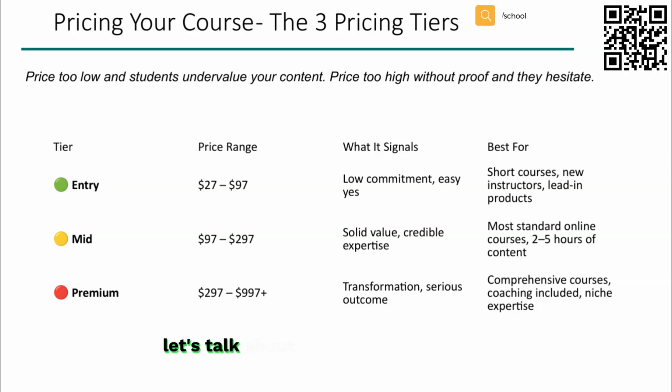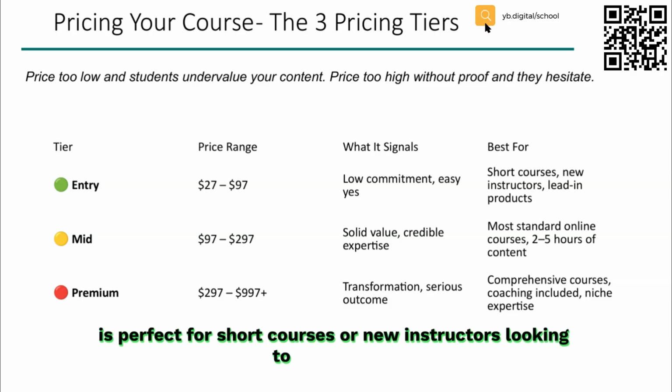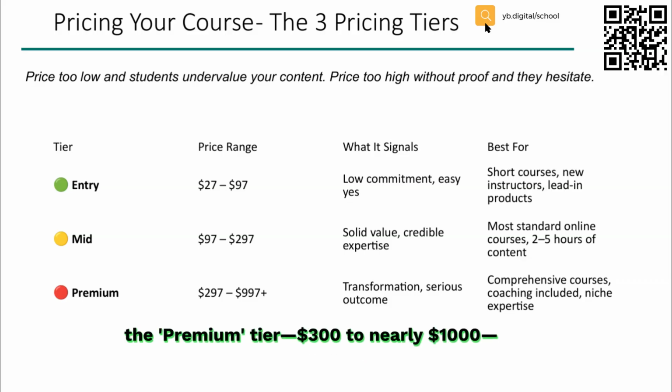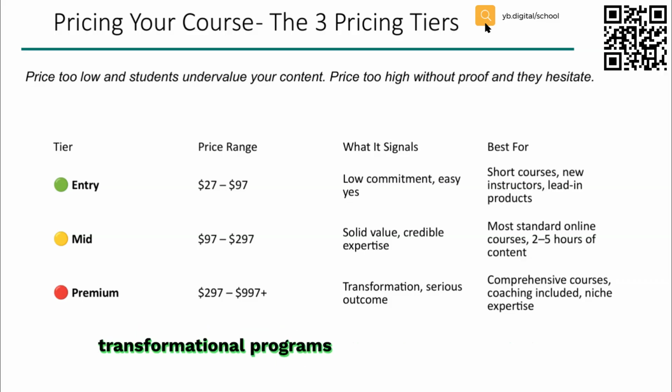Now, let's talk about the big question, pricing. We generally look at 3 tiers. The entry tier, under $100, is perfect for short courses or new instructors looking to build a base. The mid-tier, between $100 and $300, is where most standard 2 to 5-hour courses sit, signaling solid expertise. Finally, the premium tier, $300 to nearly $1,000, is for comprehensive, transformational programs that often include coaching. The key is to match your price to the level of commitment and outcome you're promising.